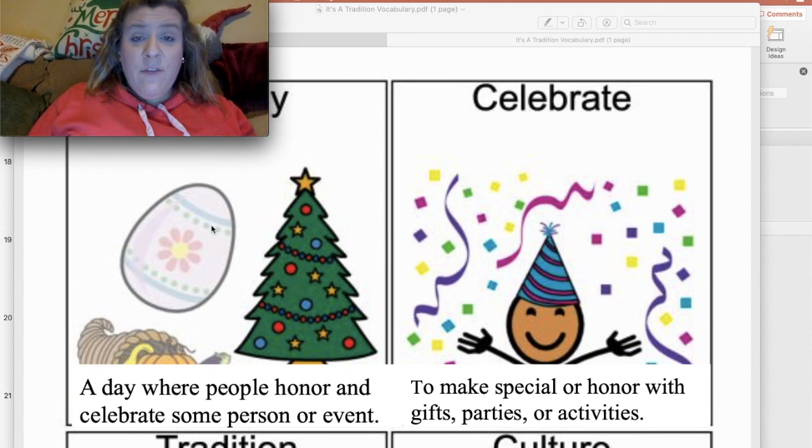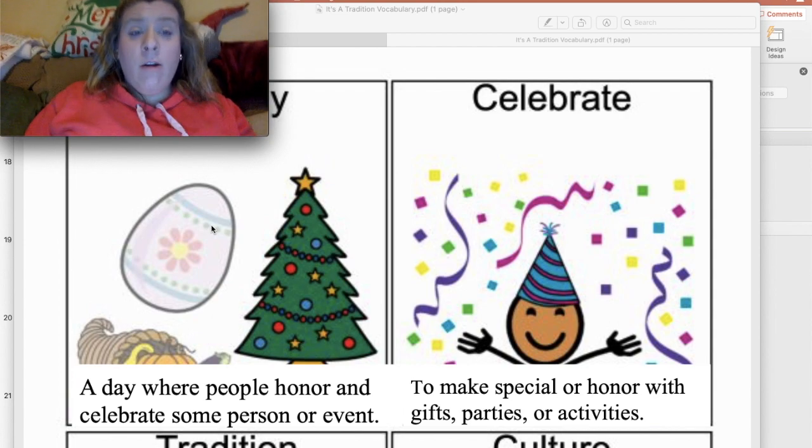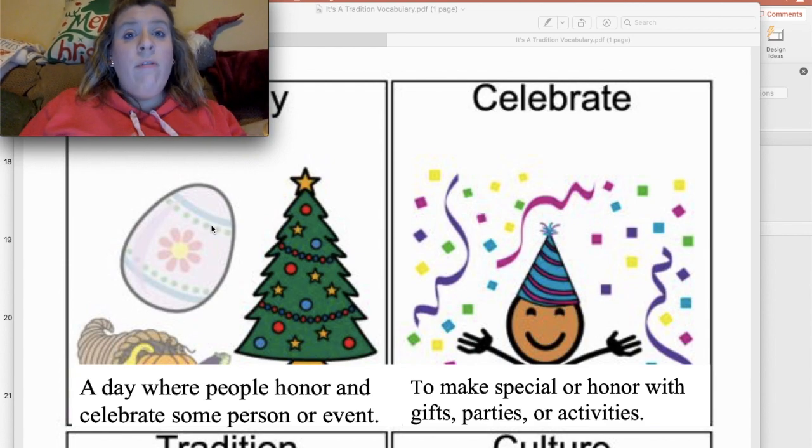But we have lots of different holidays. Some holidays are to honor an event. Some are to honor a person. A lot of times with holidays, we do have no school, which is nice because you can celebrate that holiday at home with family or friends.